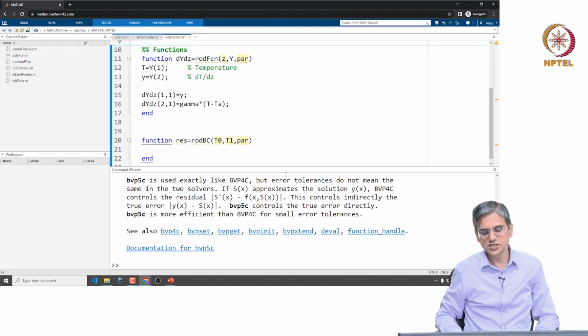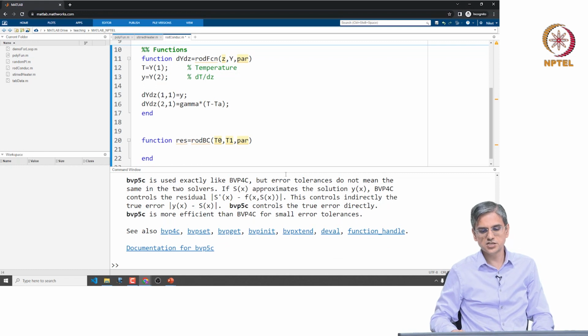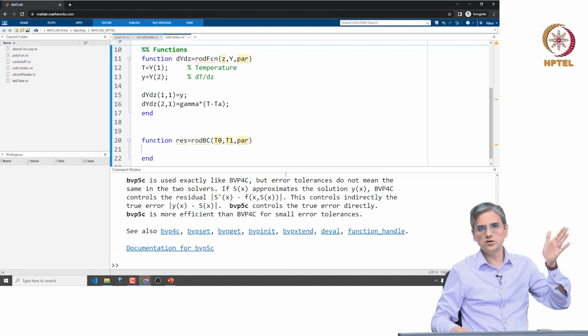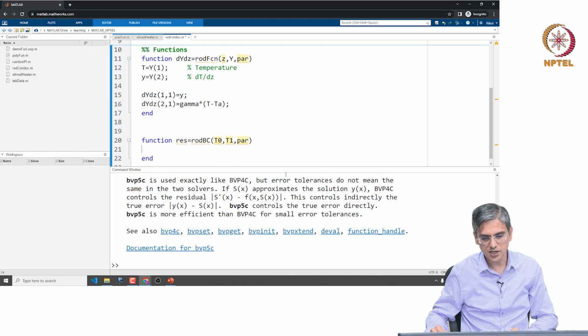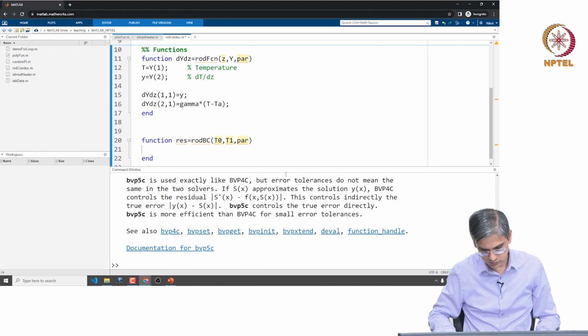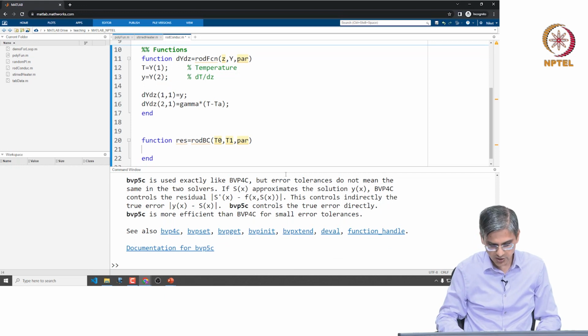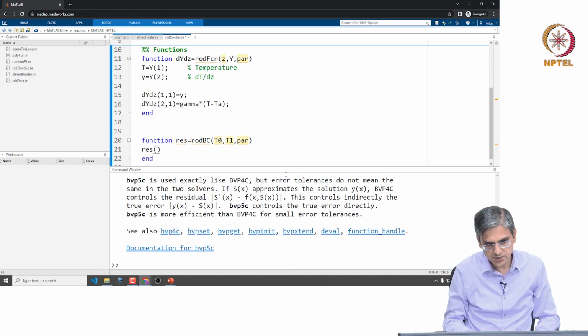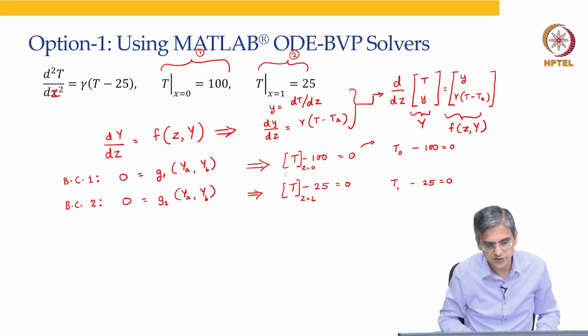Okay. So T0 is the boundary condition at length equal to 0, T1 is the boundary condition at length equal to 1. Okay. So what is our boundary condition? res 1 comma 1 is the first boundary condition, res 2 comma 1 is our second boundary condition. So let us look at what was the first boundary condition.